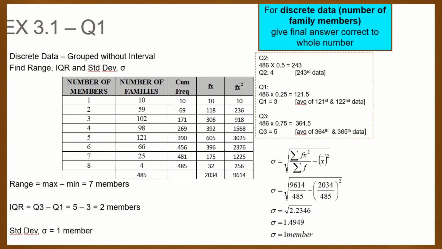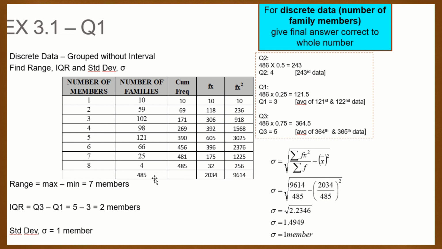So grouped data without intervals is a little bit easier. Same thing, fx squared you have to find. So frequency times data squared. I'm repeating, frequency times data squared. So you do one by one. Frequency times data squared. 10 times 1 squared. 59 times 2 squared. 102 times 3 squared. Do you understand? Okay, then you plug it in.